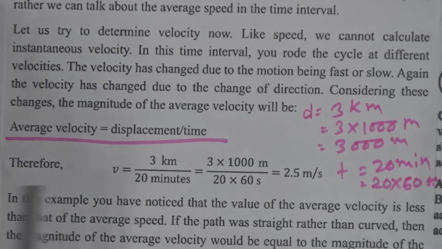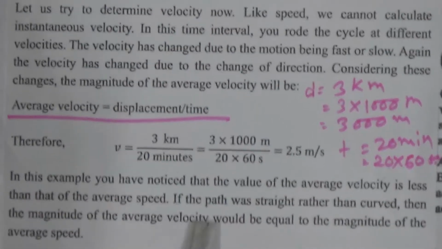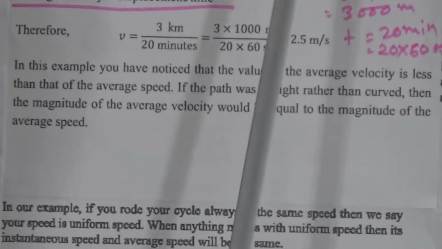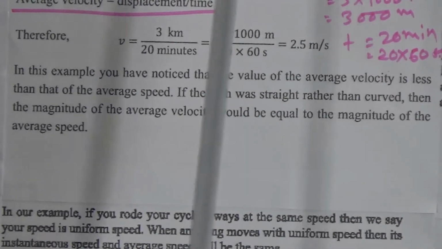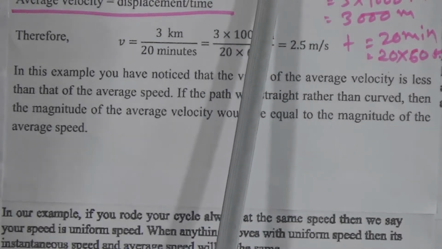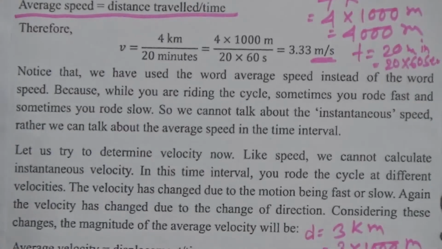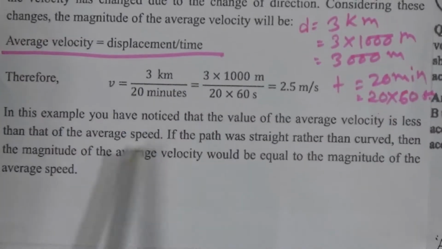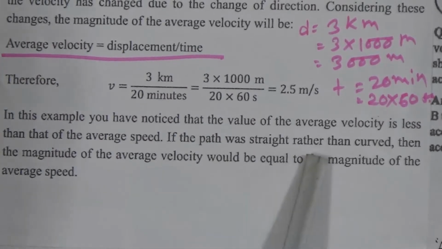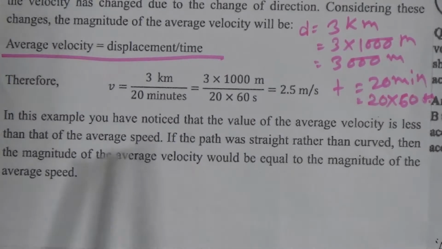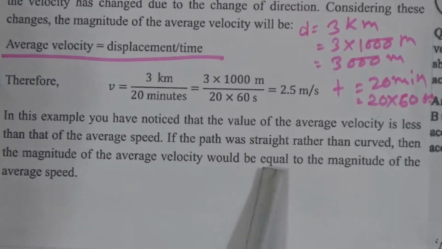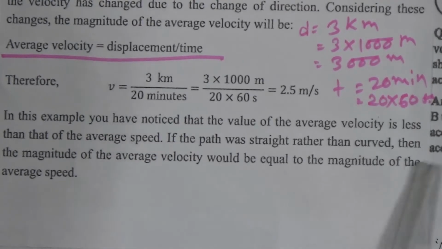My dear students, in this example you have noticed that the value of average velocity is less than the value of average speed. The average speed is 3.33 meter per second and average velocity is 2.5 meter per second. If the path is straight rather than curved, then the magnitude of the average velocity will be equal to the magnitude of the average speed.